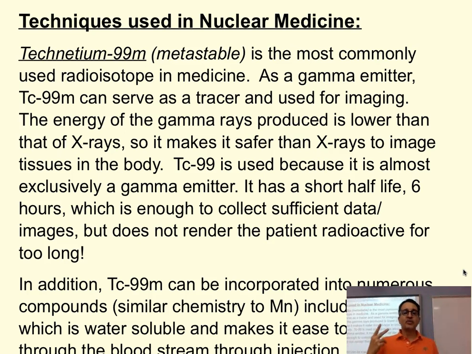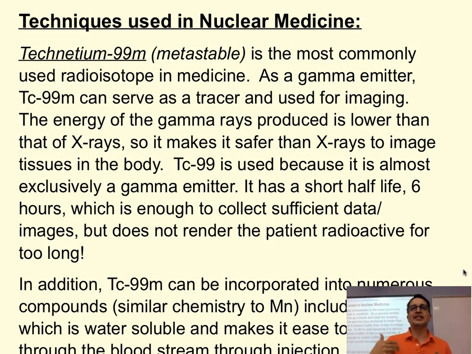All right. Now, technetium is mostly a gamma ray emitter, and it happens to produce gamma rays that have a slightly lower energy than X-rays, which makes them safer for the tissues because they don't produce as much damage as X-rays could. Now this is used as a tracer, and it can be used for PET scans, etc. So, some type of imaging processes.